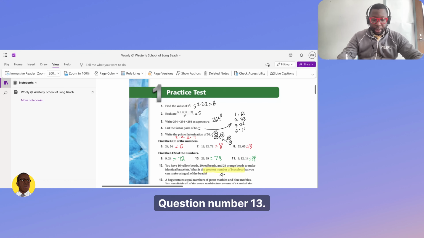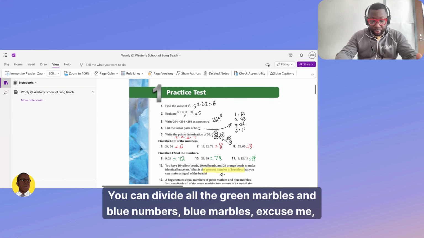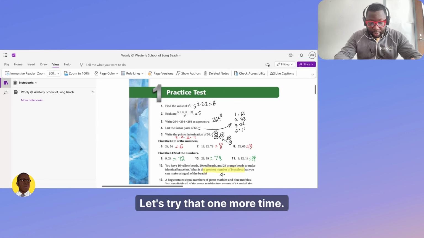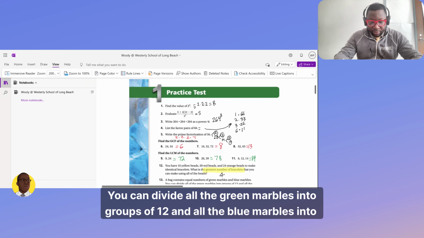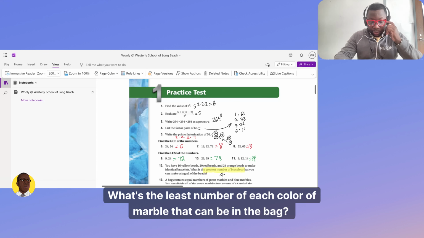Question number 13. A bag contains an equal number of green marbles and blue marbles. You can divide all the green marbles into groups of 12 and all the blue marbles into groups of 16. What's the least number of each color marble that can be in the bag?